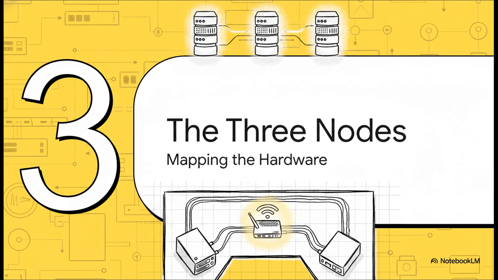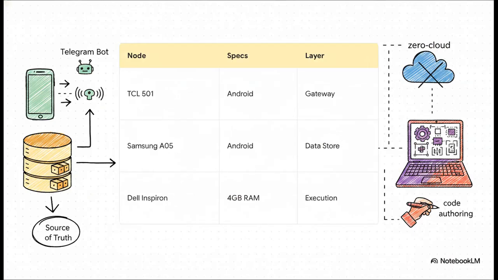Section 3. Inside the 3 nodes. Mapping the hardware. Check out how distinctly the labor is divided across 3 actual physical devices here. First up, we have the TCL 501 node. This is a super resource-constrained Android, and it acts as the task injection web gateway and Telegram bot router. Next, there's the Samsung A05 node, another Android, which steps up as the primary local data store. This is the absolute source of truth for the local network.